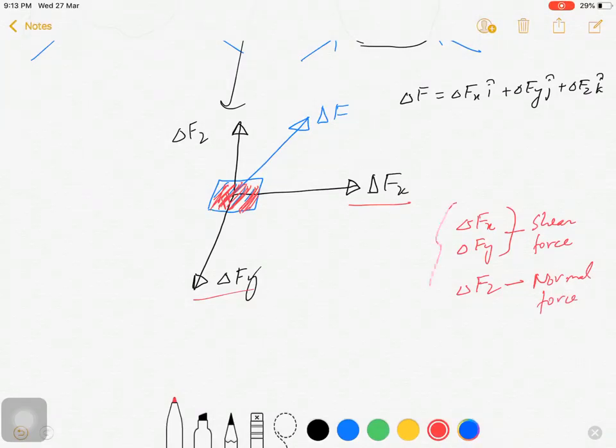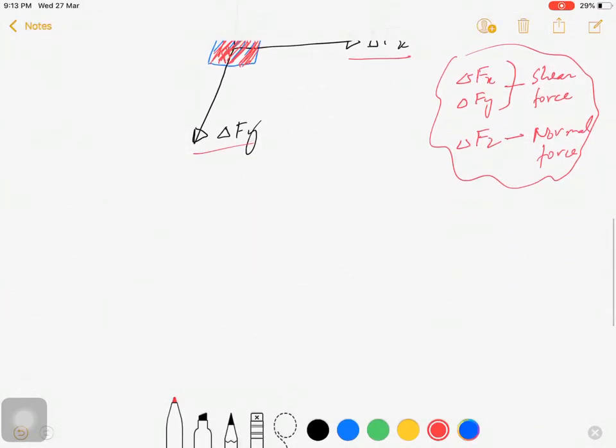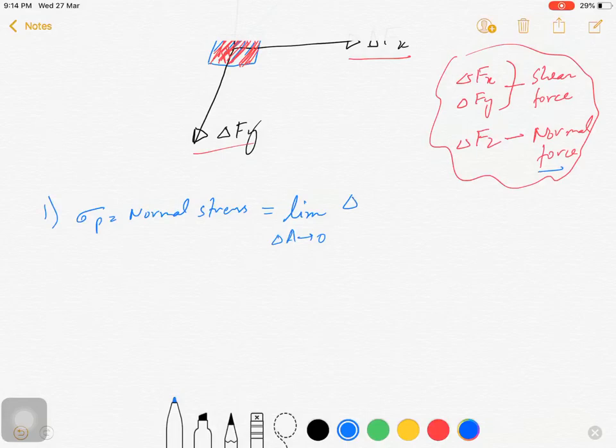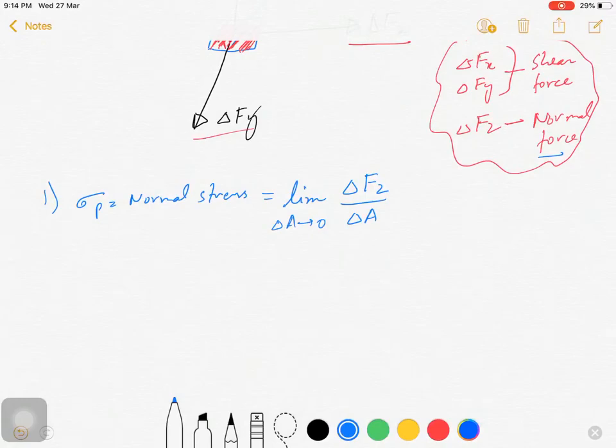Due to these resisting shear forces and normal force, stresses are developed. The first one is normal stress, sigma, which is resisting normal force divided by area. So it would be the limit as delta A tends to 0 of delta Fz divided by delta A. Next is shear stress.